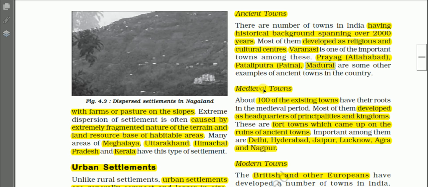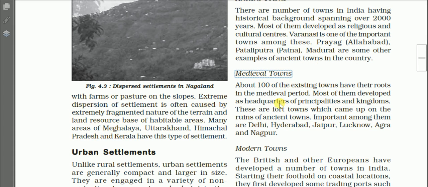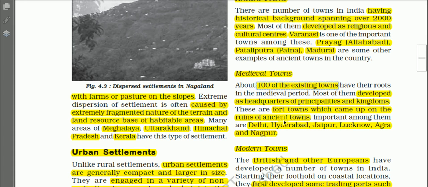Next we have medieval towns. About 100 of the existing towns in India have their roots in the medieval period. Medieval means middle, the middle period, that is during the kingdom period. Most of them developed as headquarters of principalities and kingdoms. So medieval towns were developed as administrative headquarters of principalities, small kingdoms, and kingdoms.